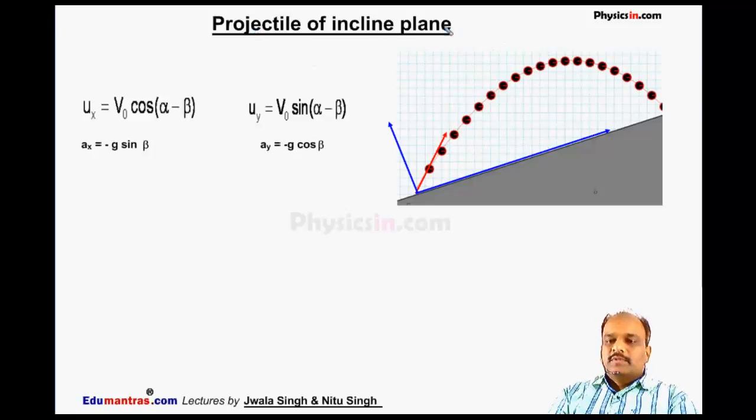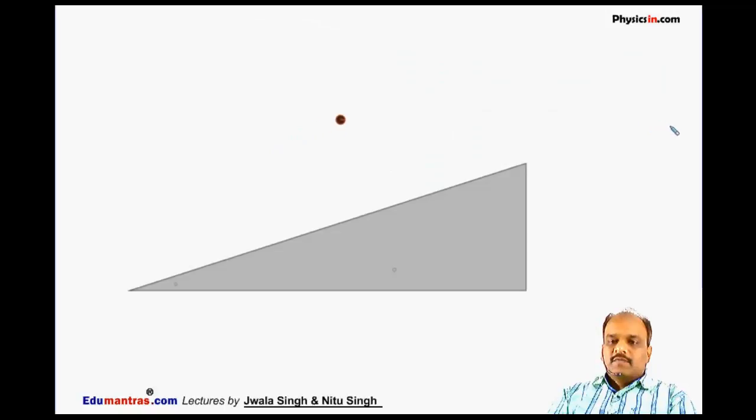Projectile on inclined plane. Here we will discuss when a particle is projected in a uniform gravitational field on some inclined plane, like a mountain or an inclined surface which makes some angle with the horizontal ground. This is the particle; when we project it, it moves and strikes the inclined plane at some angle. This is called projectile on inclined plane.